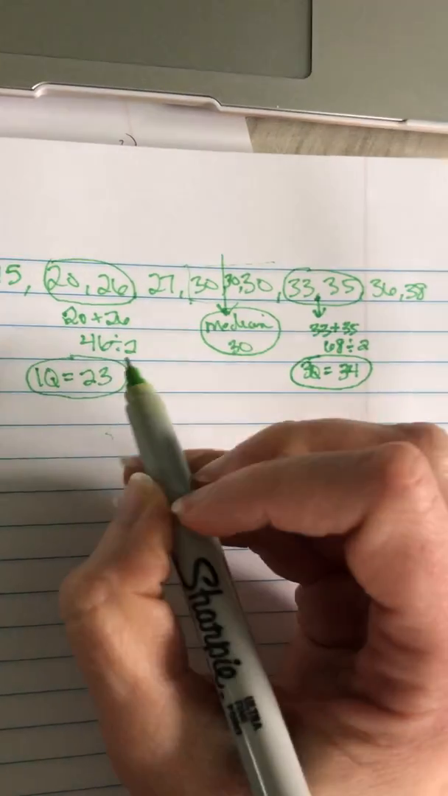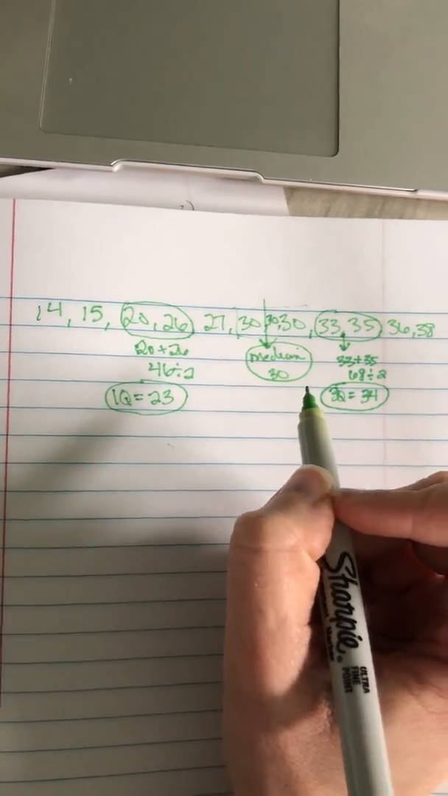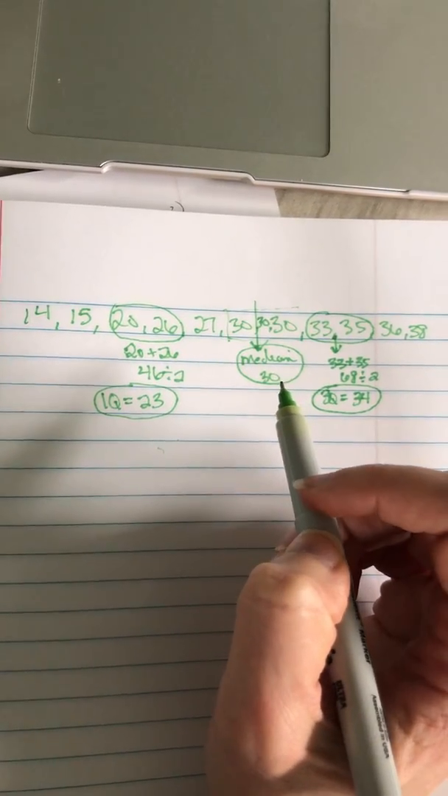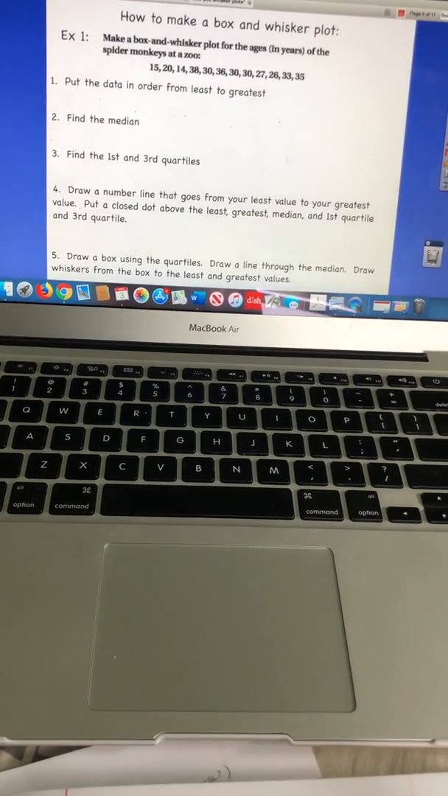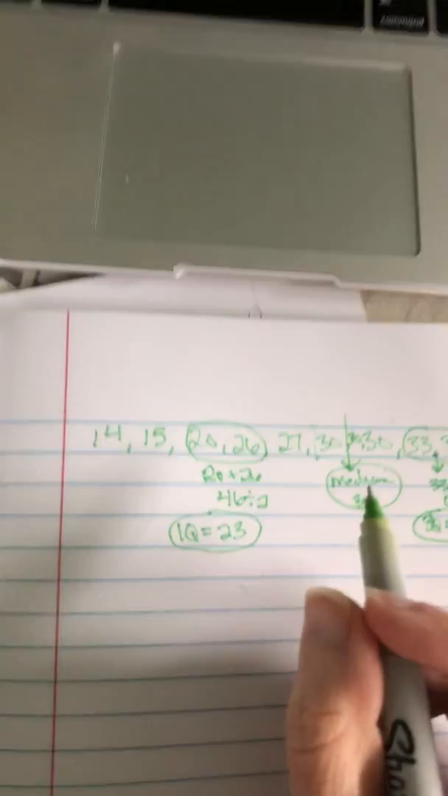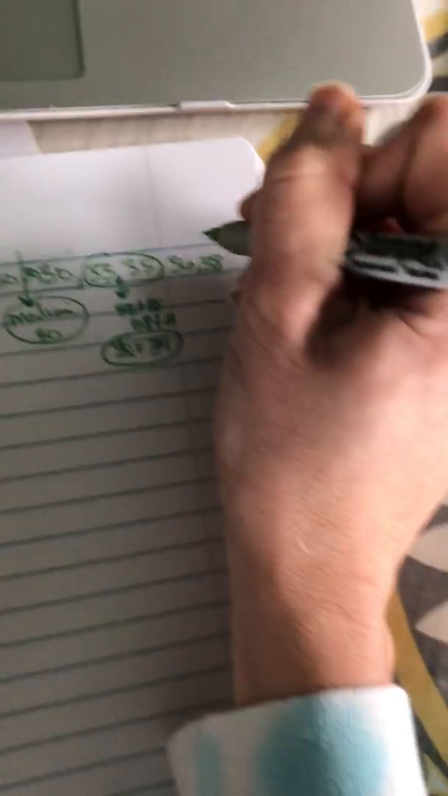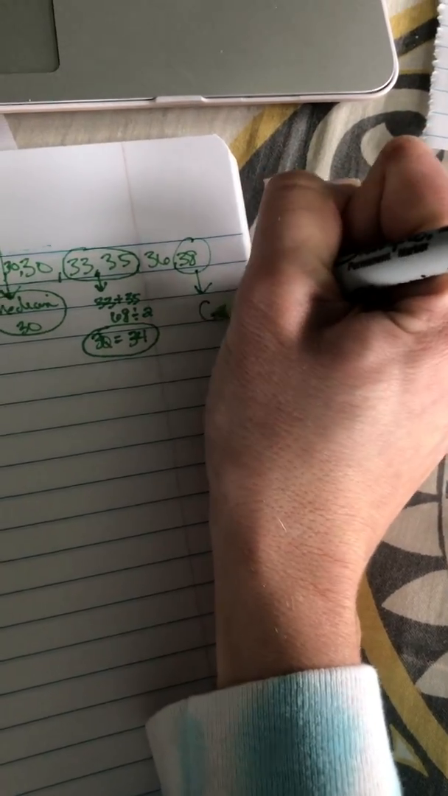All right, we've got 1, 2, 3 pieces of data. Remember, you need 5 to make a box and whisker plot. The other 2 pieces of data that you need are your least value and your greatest value, and that's what we talk about in number 4. So we say draw a number line that goes from your least value to your greatest value. Well, that's easy once my numbers are in order. My least value is right here at 14. I drew my circle over my 1 there. My greatest value is 38.